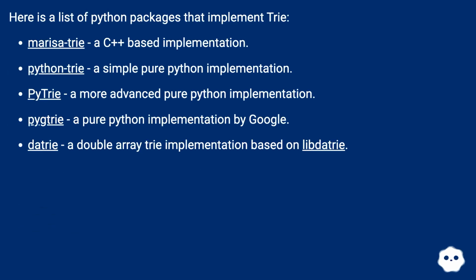Here is a list of Python packages that implement trie. Marisa-trie, a C++ based implementation. Python-trie, a simple pure Python implementation. PyTrie, a more advanced pure Python implementation. PyGtrie, a pure Python implementation by Google. DATrie, a double array trie implementation based on libdatrie.